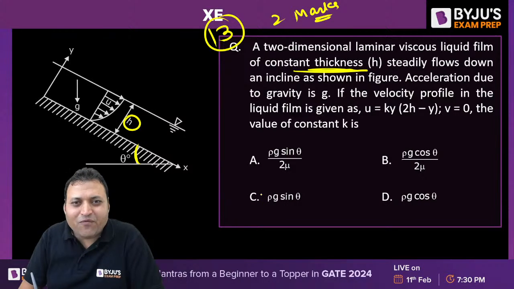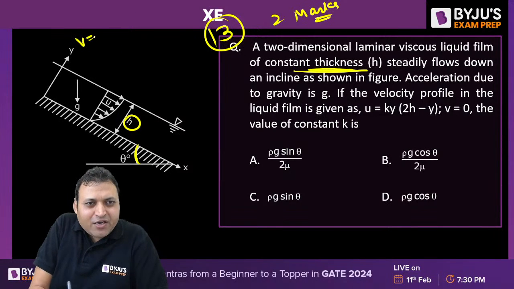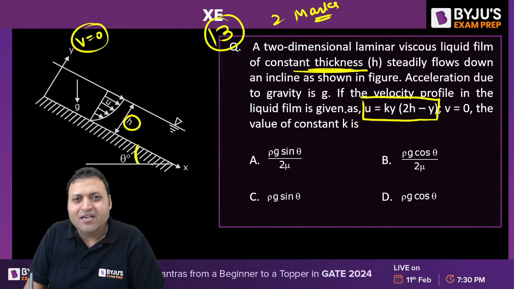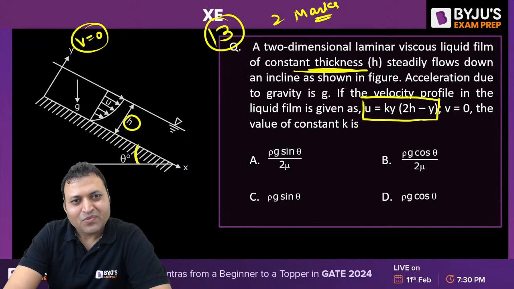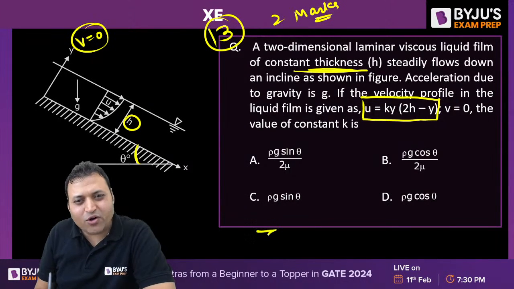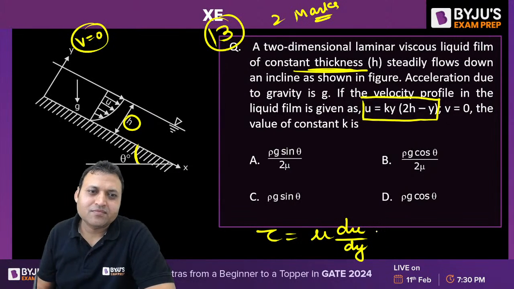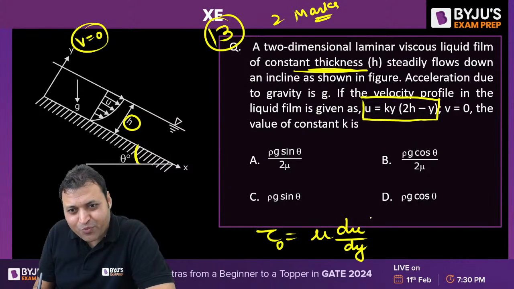If the velocity profile in the liquid film is given by this expression, there is no velocity in the y direction. V is equal to 0. Only the velocity variation is taking place in the x direction. What is the value of constant k? According to Newton's law of viscosity, tau is equal to mu into du by dy, and tau naught will be equal to mu into du by dy at y is equal to 0.